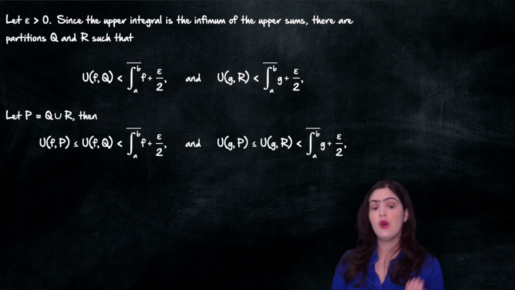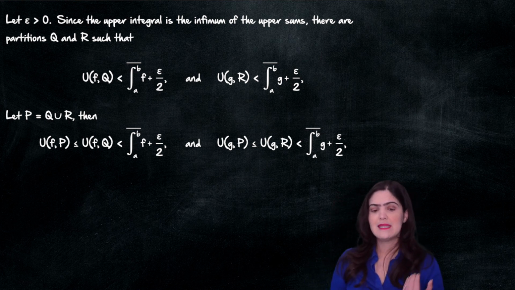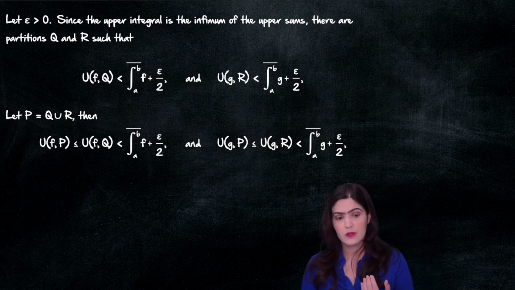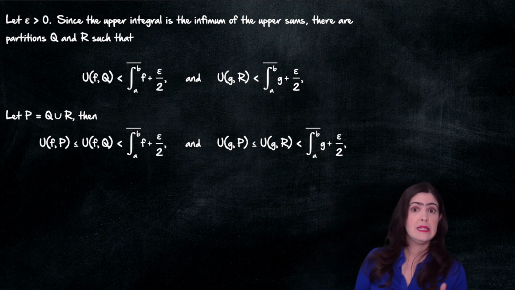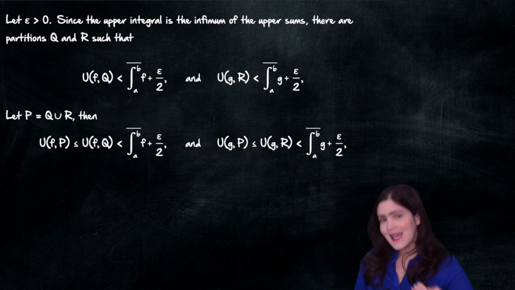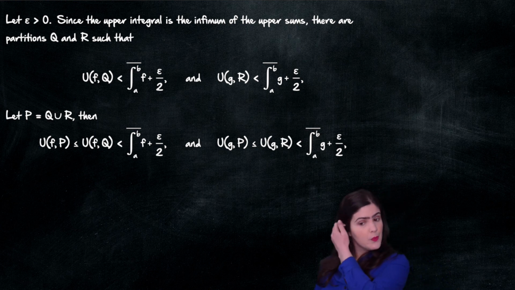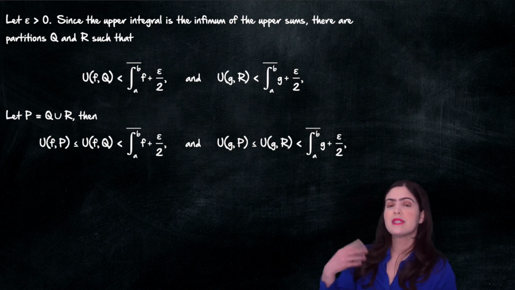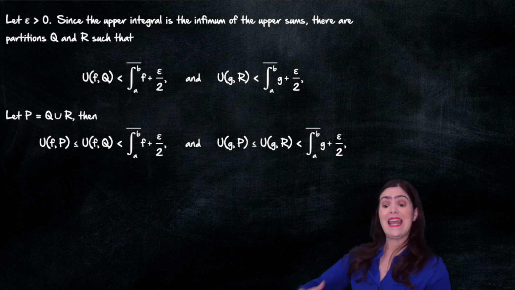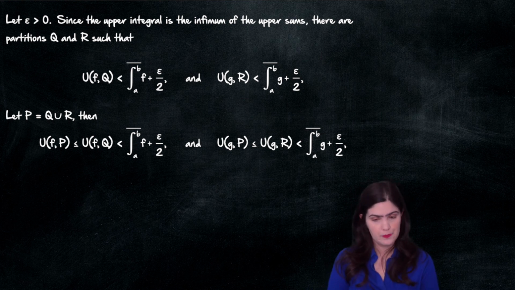Okay, so we have these two things over here, and then we're going to take P to be the union of Q and R. Then U(f,P) is less than or equal to U(f,Q), right? Because P is finer than Q. But then we just said that this is less than the upper integral of f plus epsilon over 2. And then we're going to do the same thing to show that U(g,P) is less than the upper integral of g plus epsilon over 2.